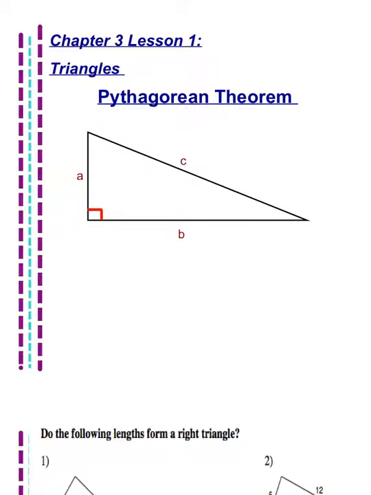So the first thing we're going to discuss is the Pythagorean theorem, which you probably learned in Algebra I. The Pythagorean theorem says that if you have a right triangle, then a squared plus b squared is equal to c squared, where a and b are the sides of the triangle, the two that are adjacent to the right angle, and c is your hypotenuse, the side that's across from the right angle.